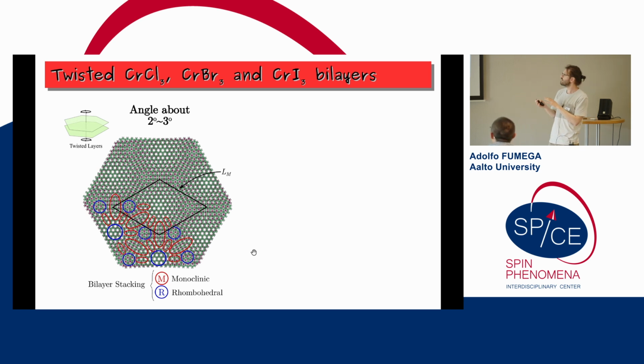We need to twist them at an angle less than 3 degrees for this to happen. There are no magic angles, but you need enough regions, enough small angles. So we have regions that I have highlighted here. We have 2 kinds of regions in this moire pattern: monoclinic regions and rhomboidal regions, based on their symmetry.